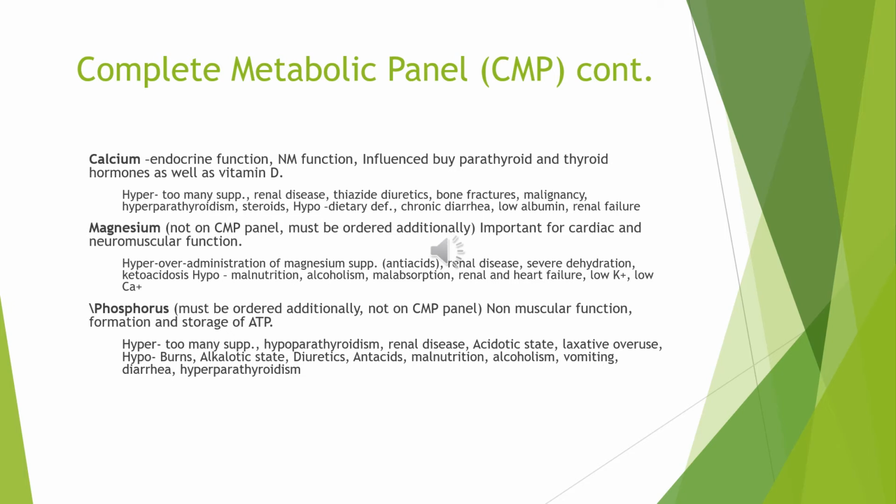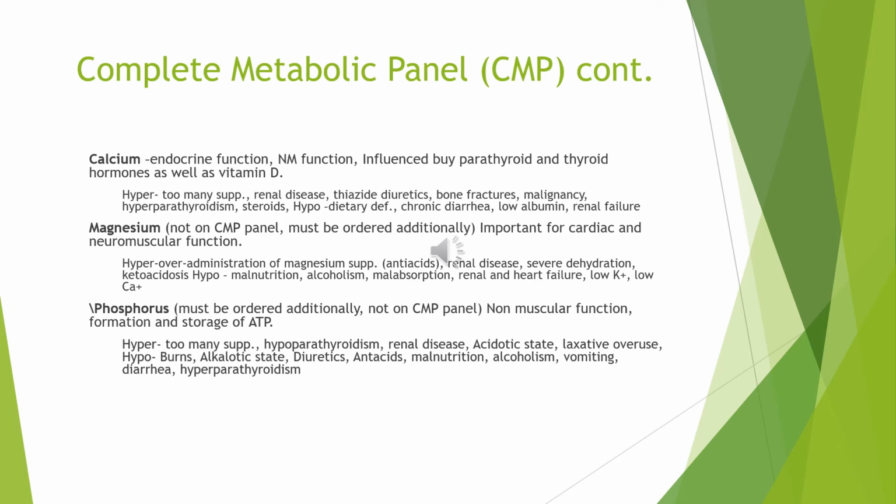Phosphorus. This is also going to be ordered additionally. It's not on the CMP usually. Sometimes it is, so just check your lab printout. If it's there, great. If it's not, you may have to order it separately if you're concerned about something. So it's important for neuromuscular function again, and the formation of ATP.